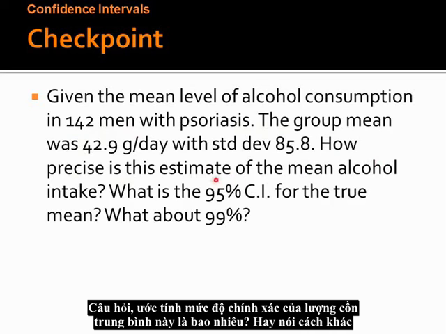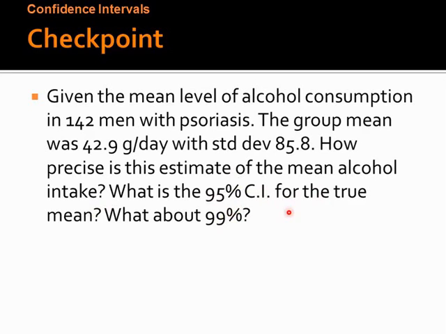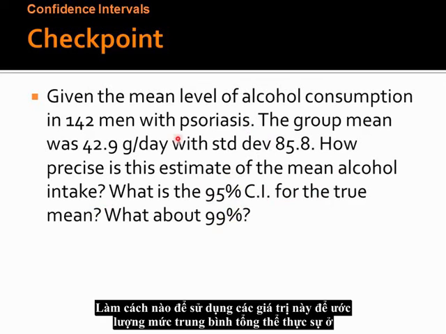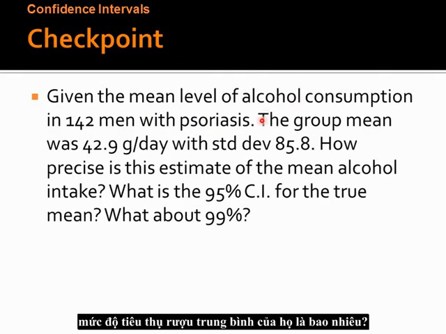Question: how precise is this estimate of the mean alcohol intake? Or in other words, what is the 95% confidence interval for the true mean? Or what is the 99% confidence interval for the true mean? Right? How do I use these values here to estimate the true average, the true population mean level of alcohol consumption in men with psoriasis? Okay, that's the true mean. The true mean is for all men. What is their, all men with psoriasis, what is their mean level of alcohol consumption?